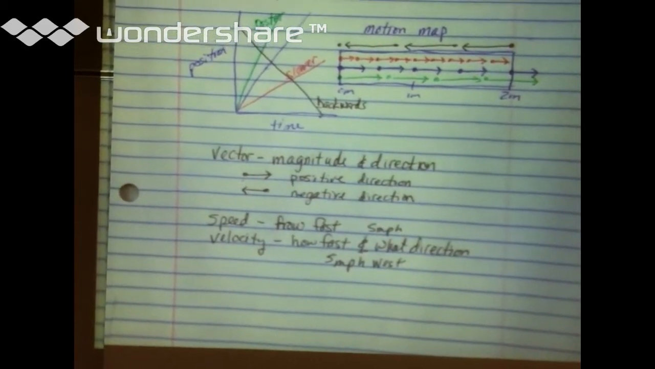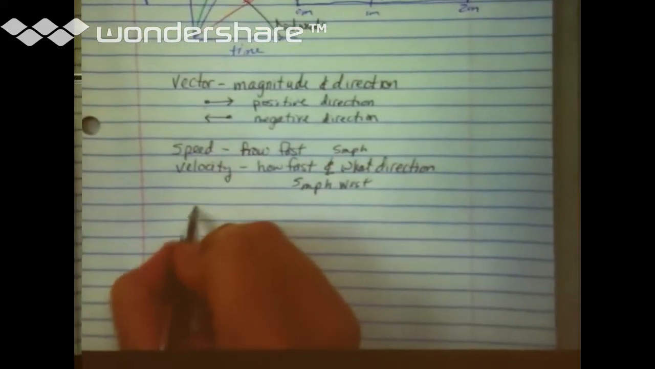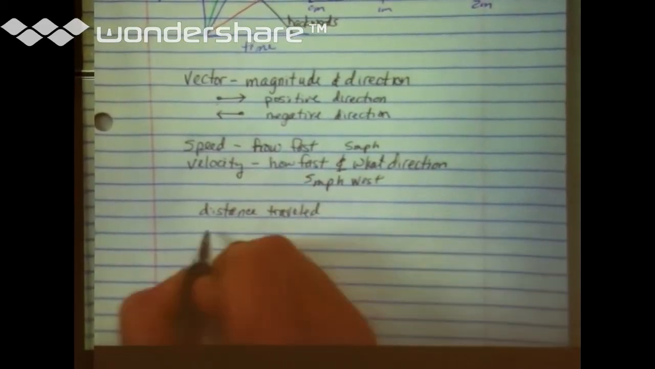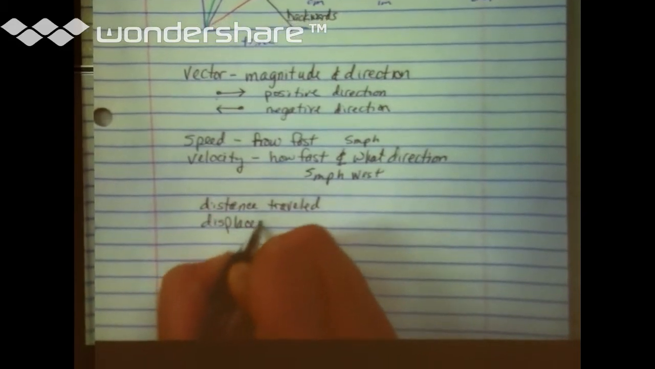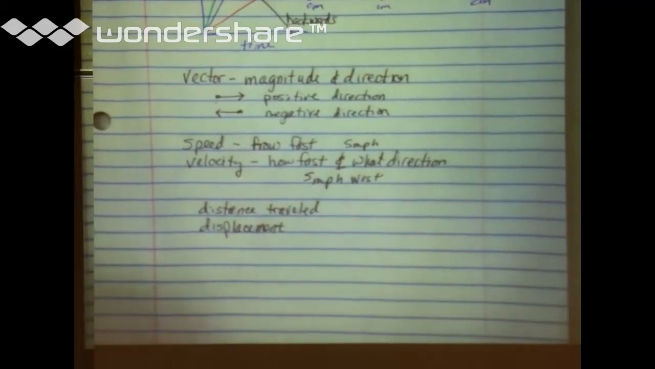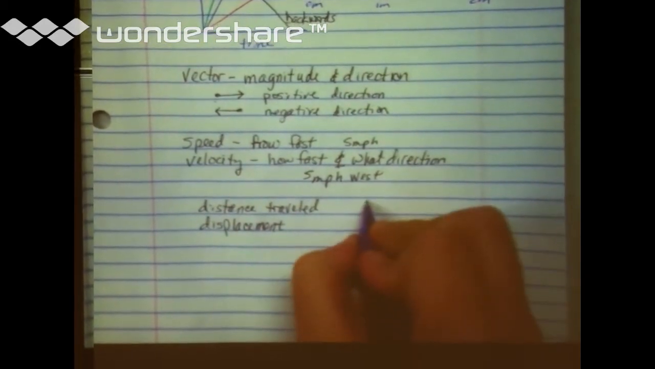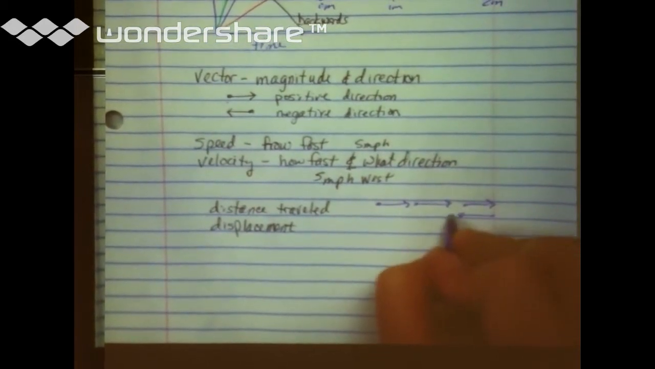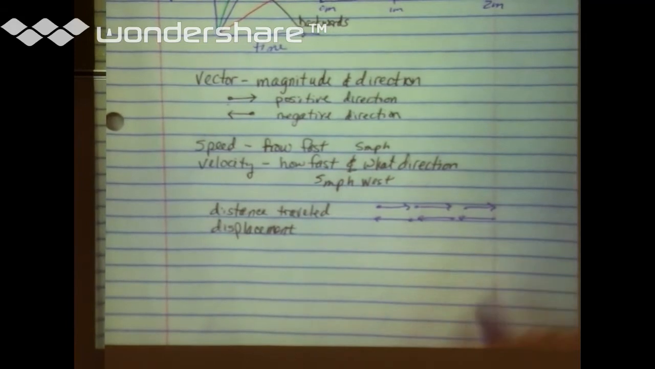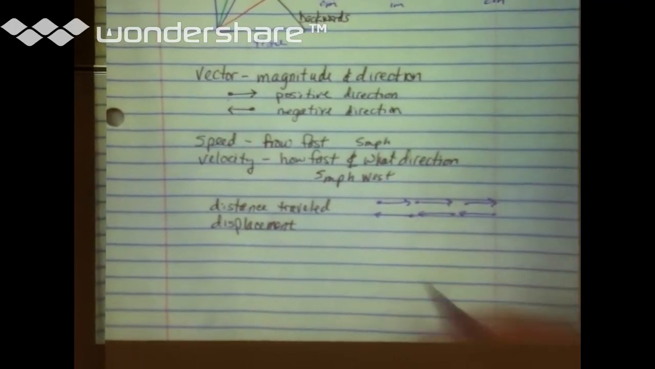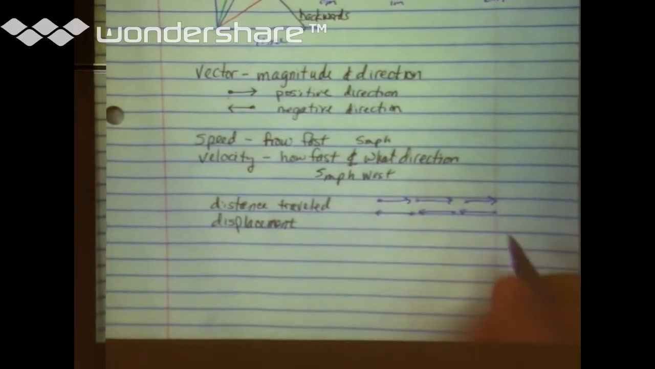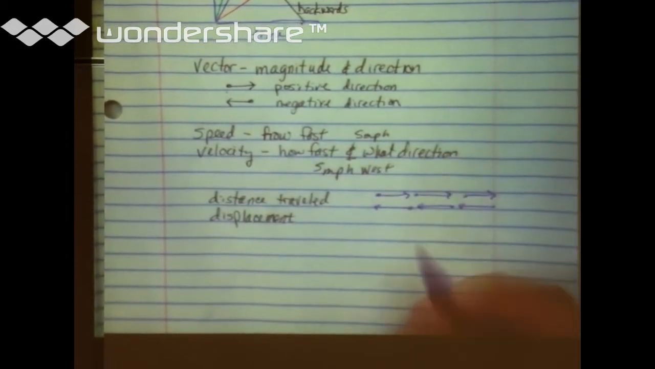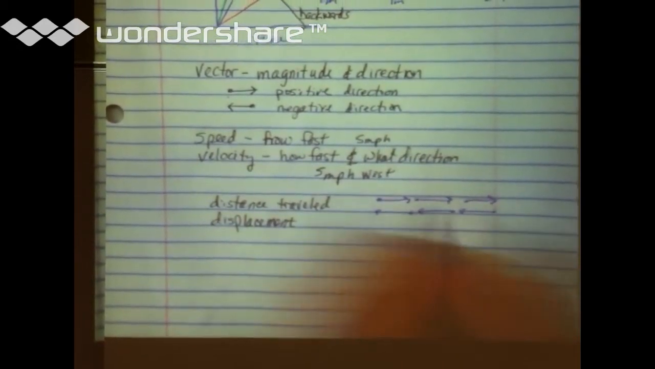Now another difference between speed and velocity is the difference between distance traveled and displacement. Distance traveled, if I want to draw a little motion map here, if I go there and then I come back again, my distance traveled is the total distance. If these are each going 1 meter per second, I'm going 1, 2, 3, 4, 5 meters per second, whatever. My distance traveled is my whole trip there and back.